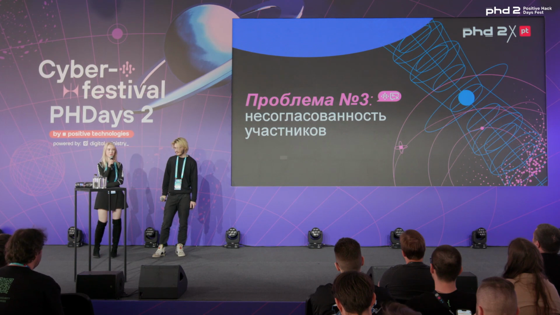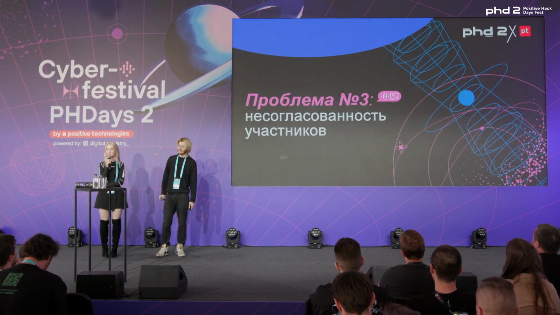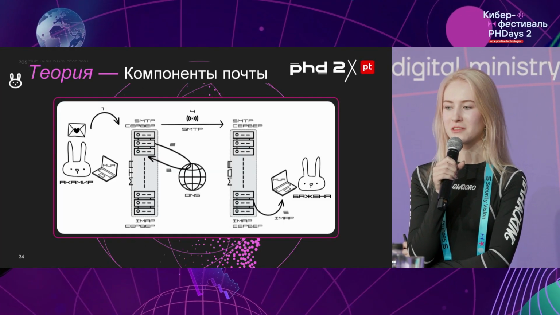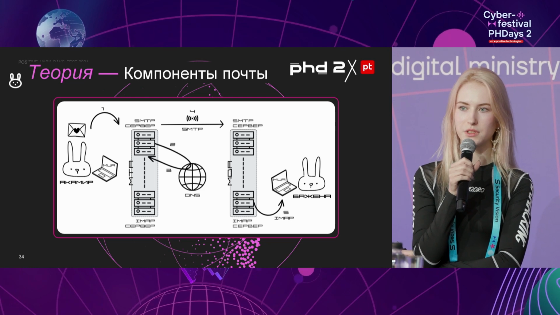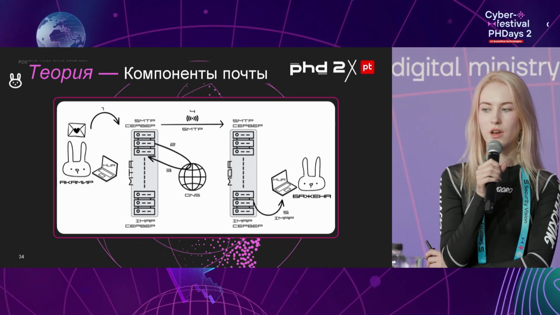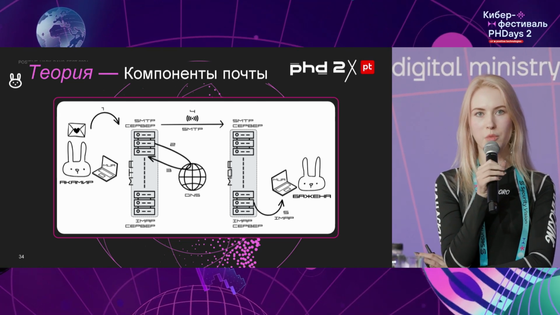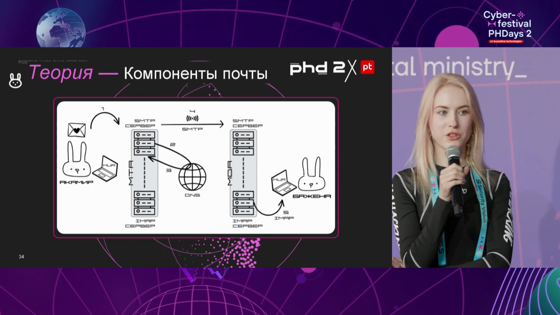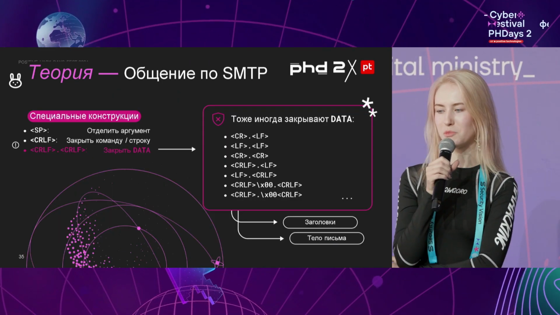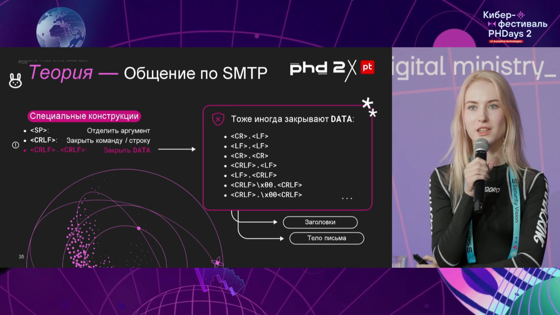And the last issue is about misalignment of participants. So we're talking about implementation issues which cause problems. Well, email is a sophisticated thing. We have a client and a server, and many other things, but we'll be focusing on these two. The mail user agent, so the user agent which sends letters, and the user client, the interface which lets the user interact with the email service, and also the mail transfer agent, MTA, which is a chain of mail servers which convey the email from the sender to the receiver, and they communicate using SMTP.